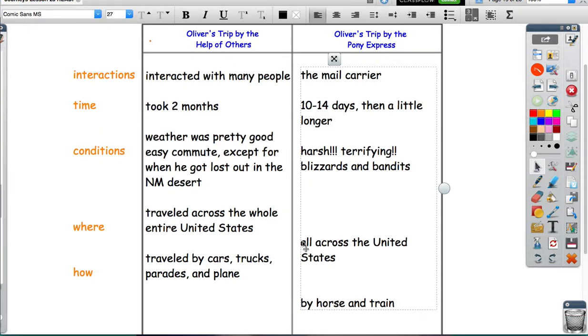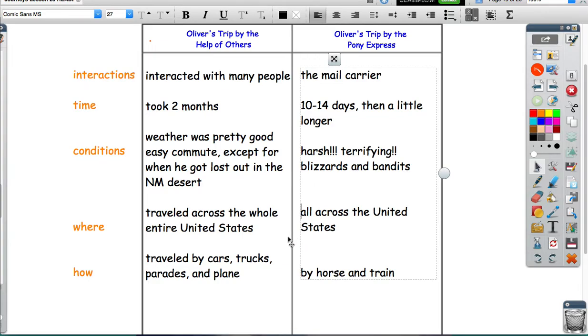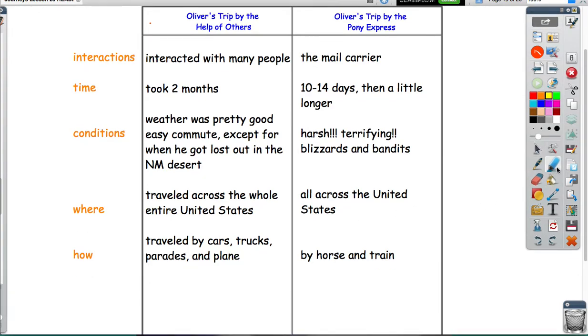All right, guys, use this pre-writing chart to help you write your paragraph. It might be easy if you started highlighting the things that were the same. For example, something that's the same is that whether or not Oliver traveled by the help of others or by Pony Express, he would definitely be traveling across the entire United States. Something that's similar. Go ahead and see if you can write your paragraph about the similarities and differences between Oliver traveling with the help of others and Oliver traveling by Pony Express.